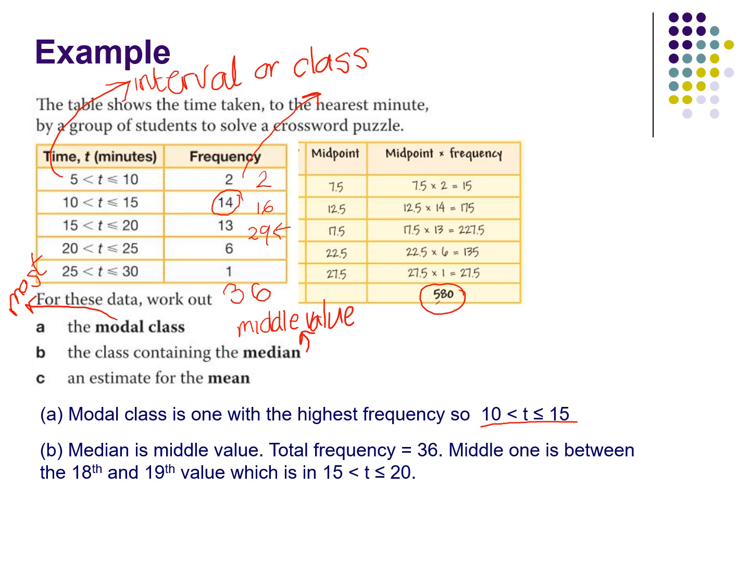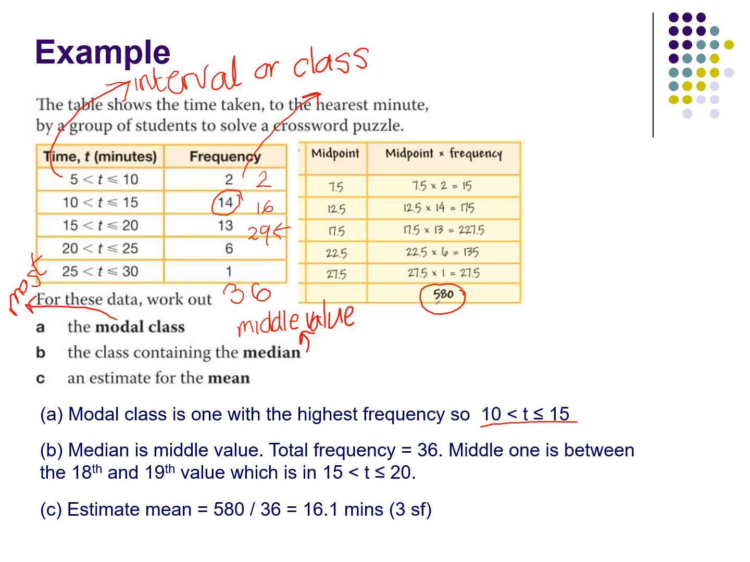So that is a total of all of my values of times taken. Now be careful what you divide by. Okay, you need to divide by how many numbers you had. How many numbers you had was 36. That was a total frequency. And when I do that and put that in my calculator, 580 divided by 36, I get 16.1 to 3 significant figures.